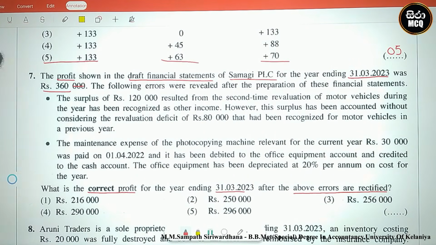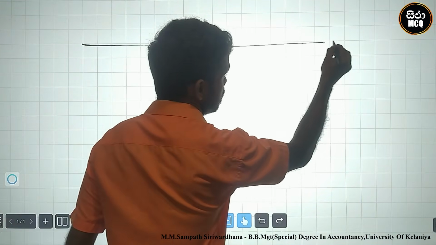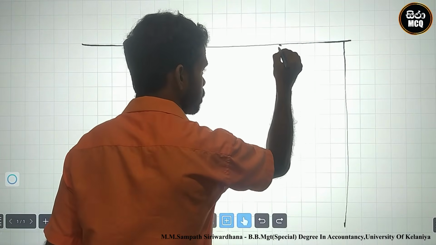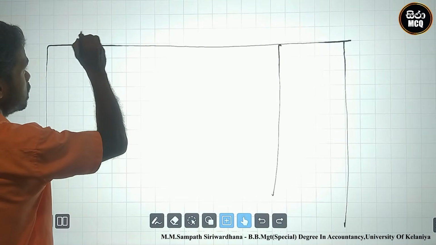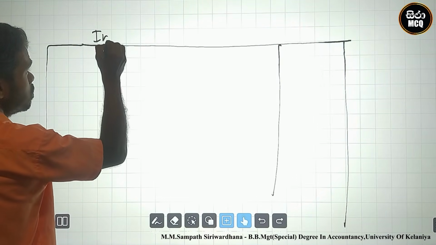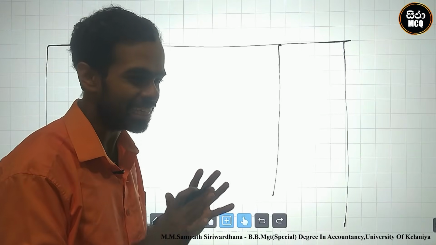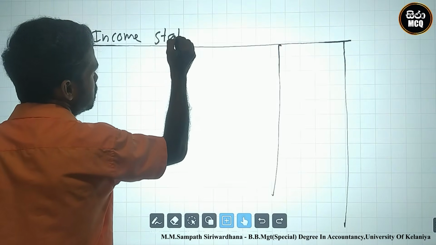the draft of the income statement. Look here. This is the draft income statement of Samagi PLC. This is the draft financial statement. This is the income statement. They already calculated this income statement.